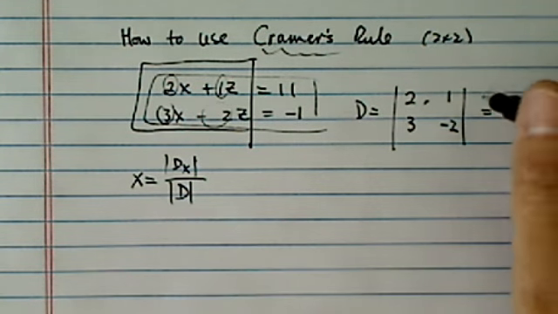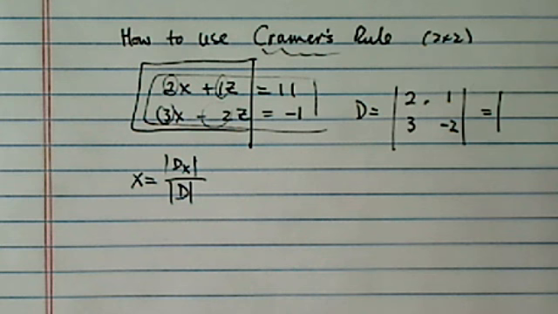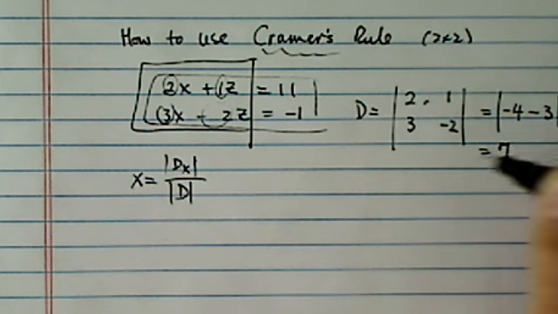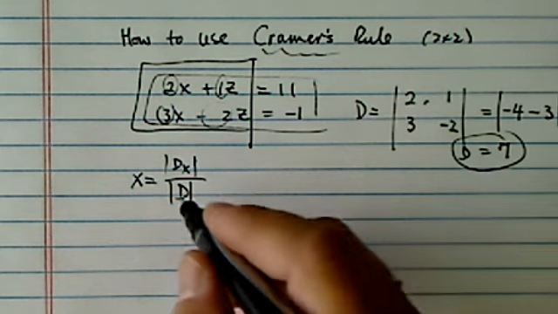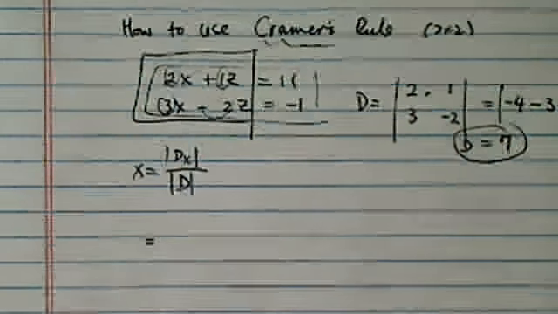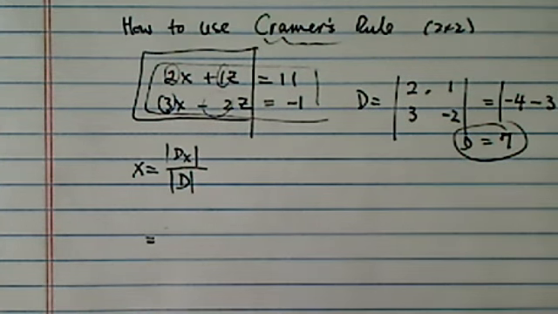The determinant is always a positive number, so it's the absolute value of the diagonal, which is -4, this times this, minus the off diagonal, which is -3. So it's equal to +7. Okay, and then what do you do? This is often confusing, but it doesn't have to be.